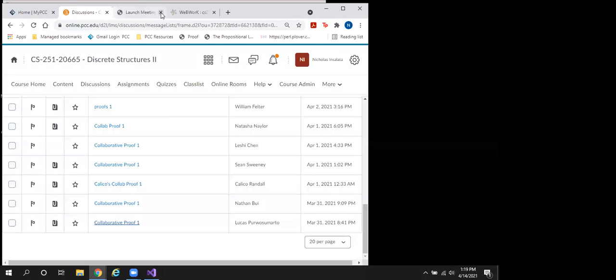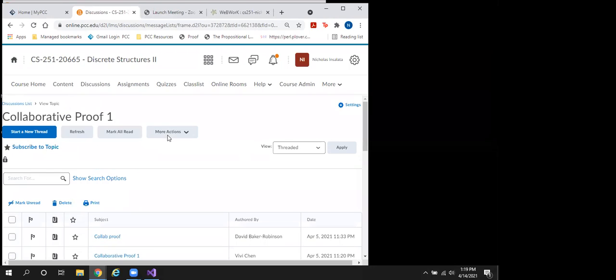Yeah, and I'll try to remember to highlight those in the future. Sorry, I forgot about that. As you go through, I can highlight them and I'll try to remember to do that.